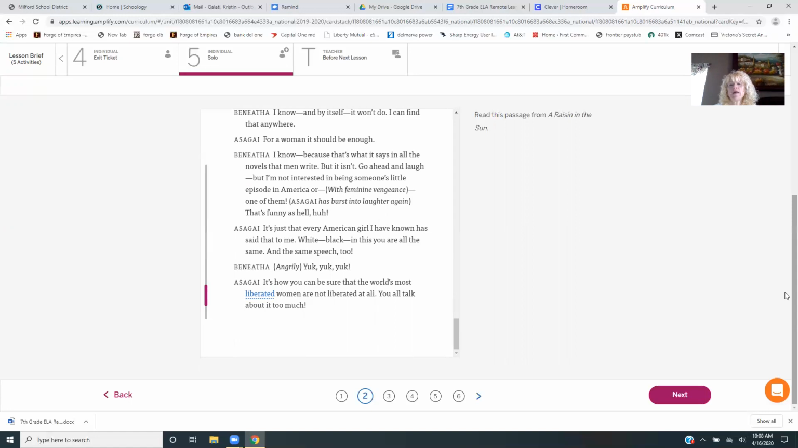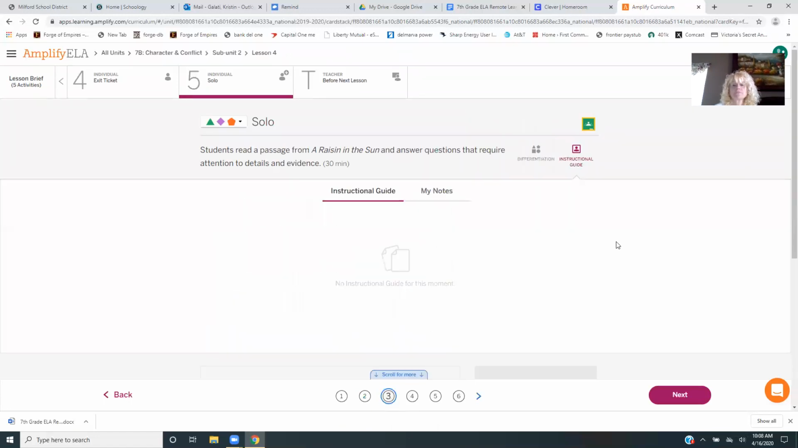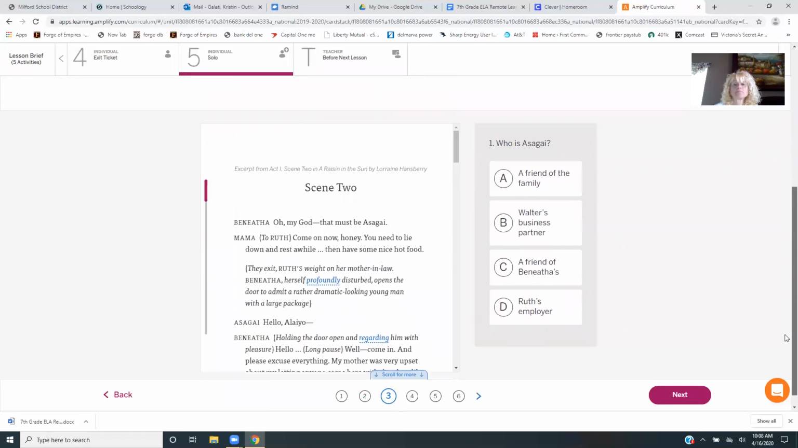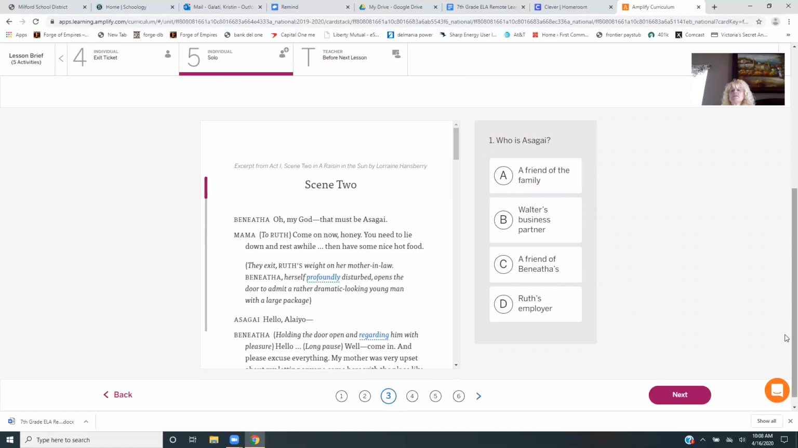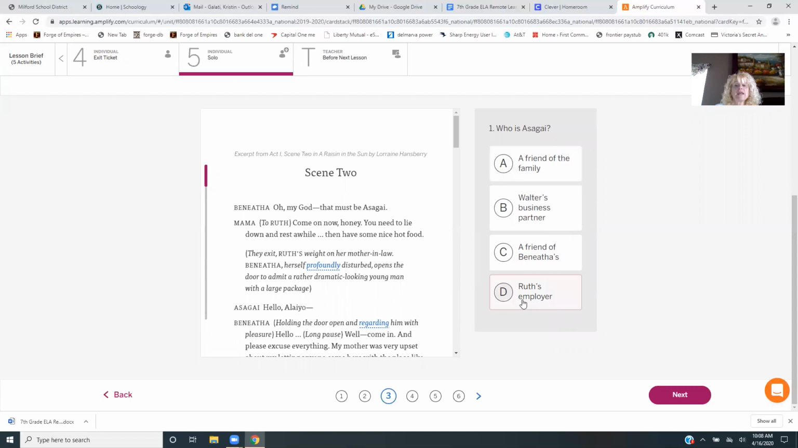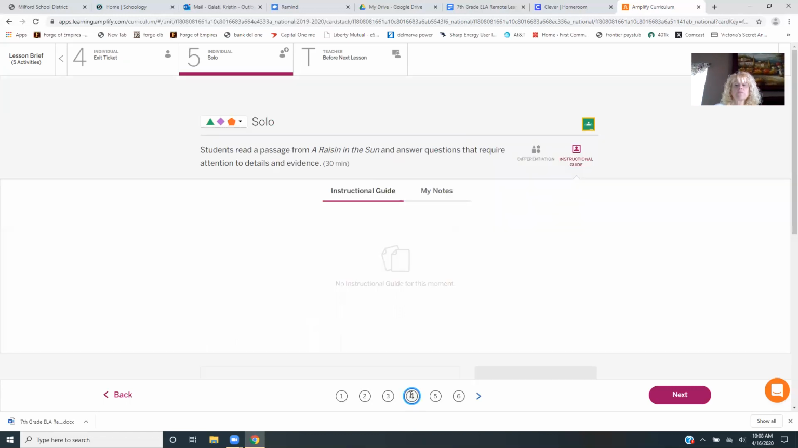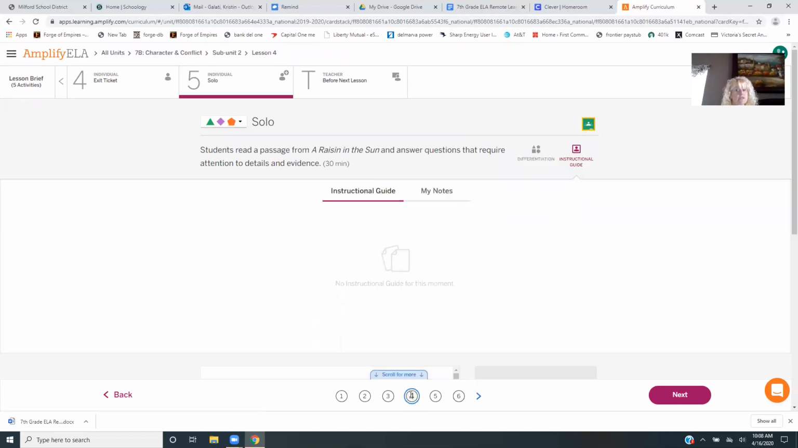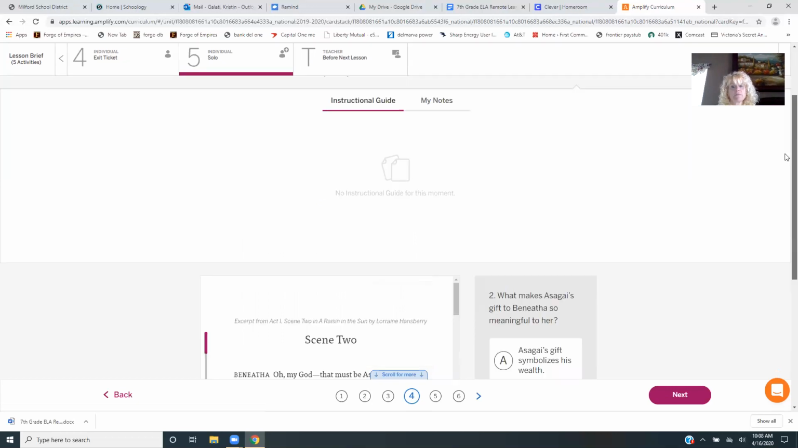Okay, so that is card 2. If you go to card 3, who is Asagai? A friend of the family, Walter's business partner, a friend of Beneatha's, or Ruth's employer. So you have to answer that A, B, C, or D. And obviously, he knows Beneatha.